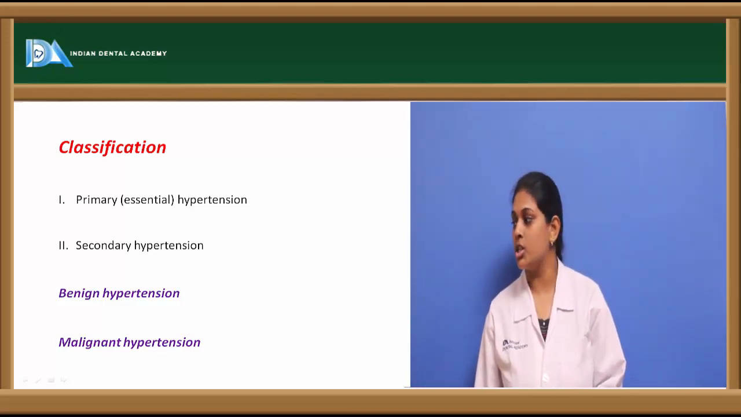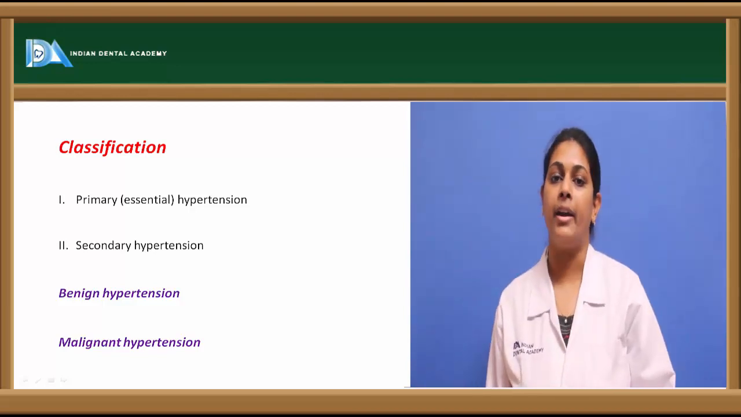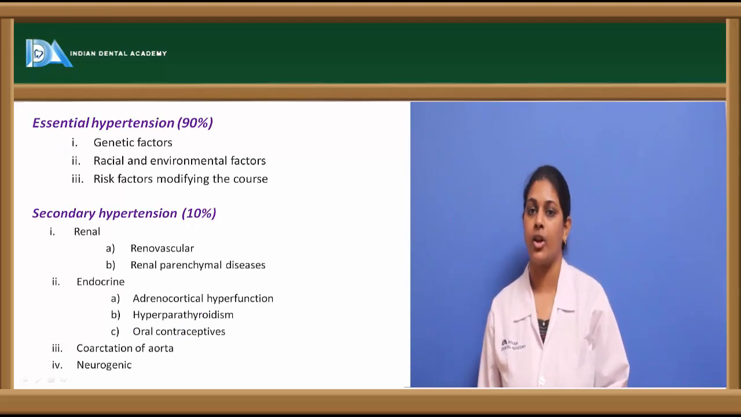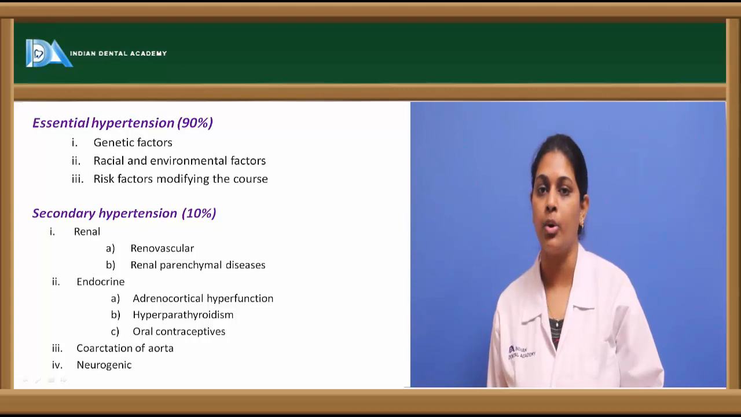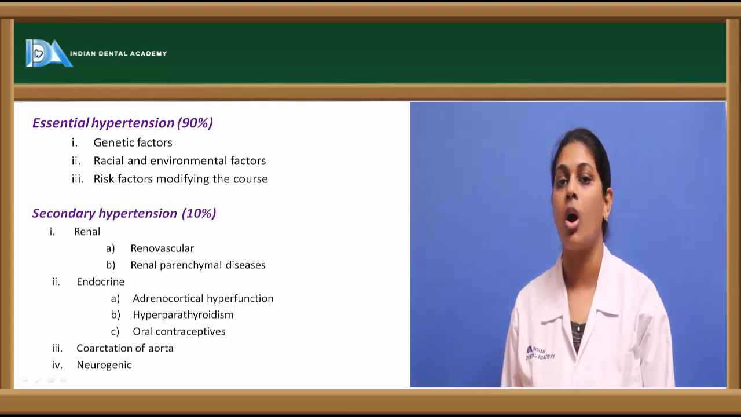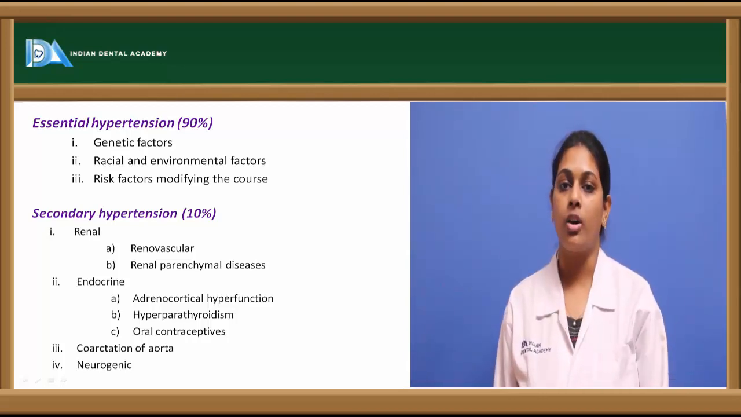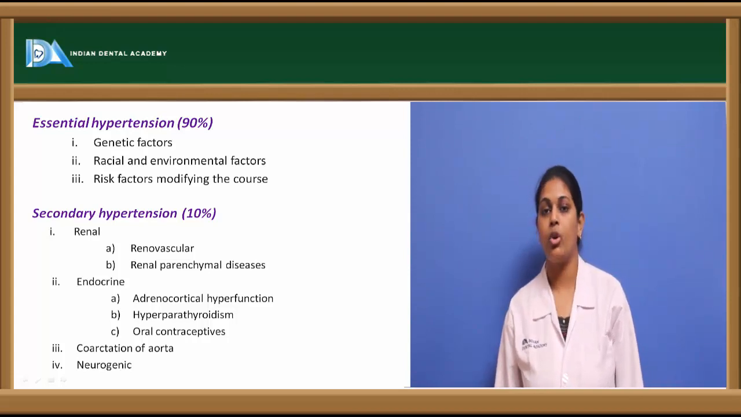So these are the conditions which we see in the types of hypertension, that is the primary, secondary, benign and malignant. Coming to the reasons why essential hypertension occurs, in 90% of the cases which show essential hypertension with unknown reasons, it usually shows genetic factors. That is, usually it could be with a proper family history and concordance in identical twins, and also because of the racial and environmental factors.